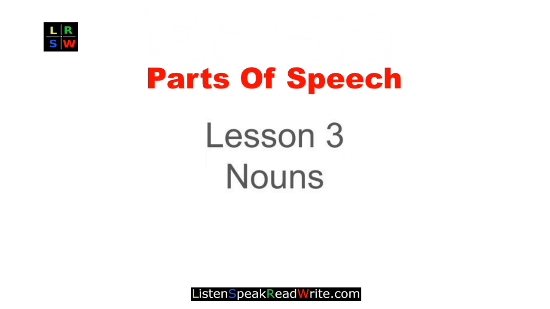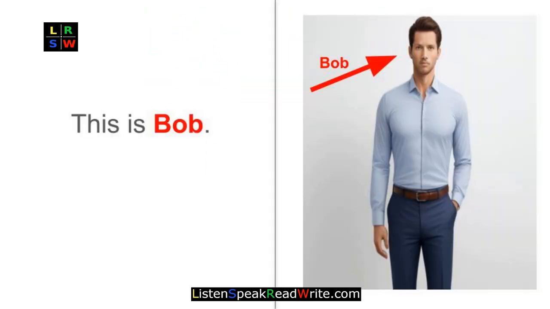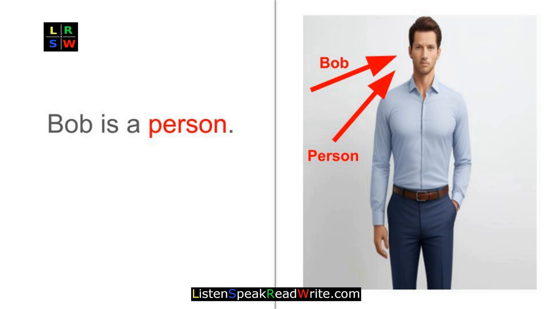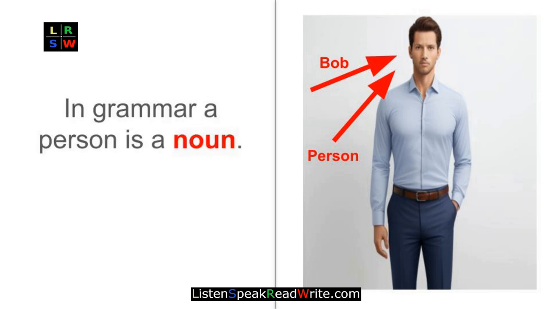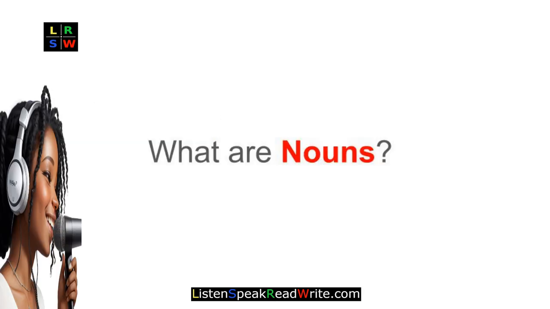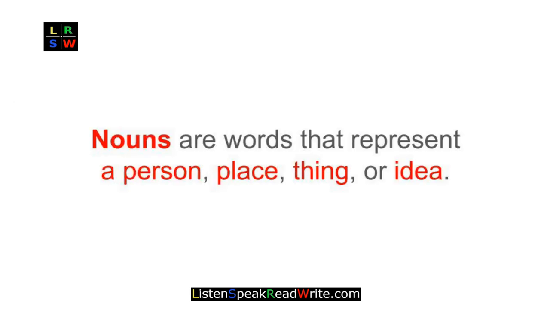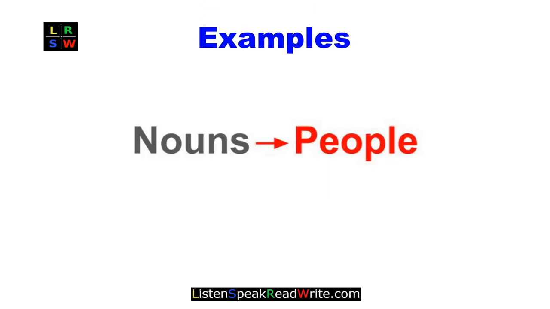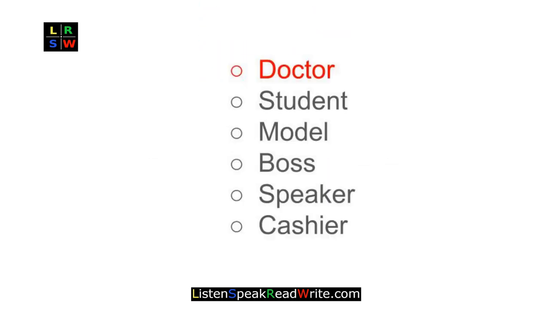Lesson 3. Nouns. This is Bob. Bob is a person. In grammar, a person is a noun. What are nouns? Nouns are words that represent a person, place, thing, or idea. Nouns: people. Doctor, student, model, boss, speaker, cashier.